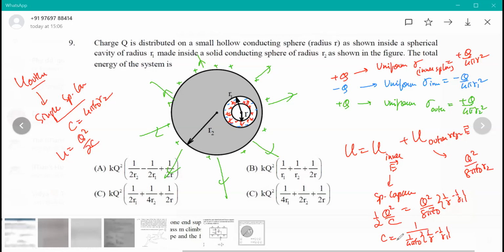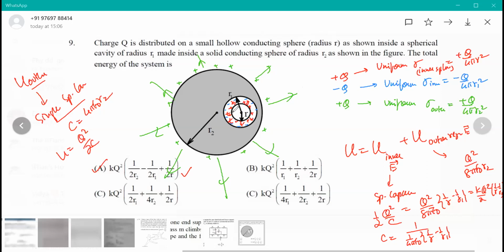So now the sum of these two things. You can see that it is going to be k q square by 2, 1 by r minus 1 by r1 from here, and plus 1 by r2 from here. Okay, so A should be the correct answer. So this is the easiest way of visualizing and solving the problem.